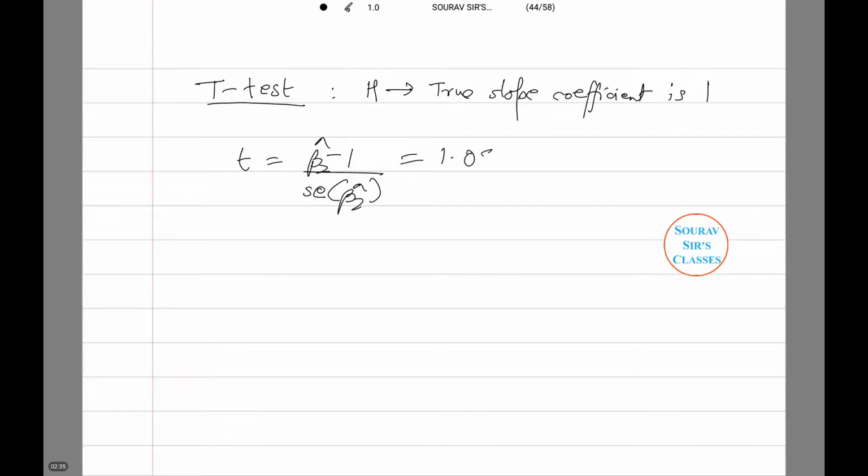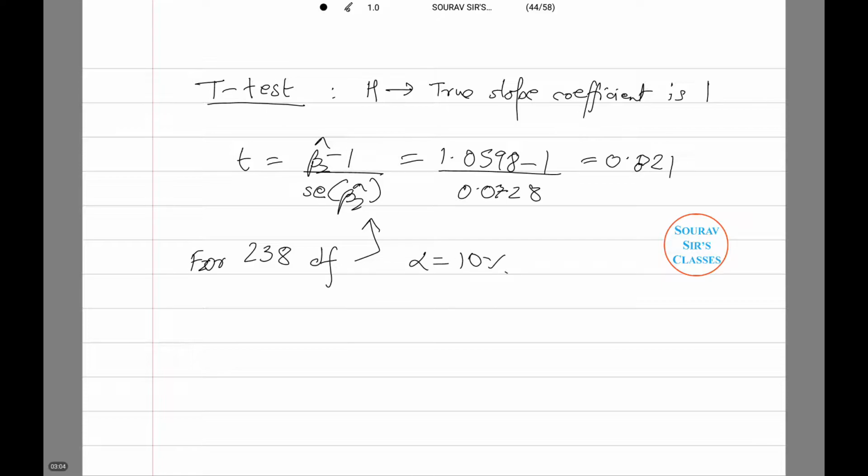This equals 1.0598 minus 1 by 0.0728, which equals 0.821. For 238 degrees of freedom, this t value is not significant even at alpha equals 10%. The conclusion is that over the sample period under study, IBM was not a volatile security.